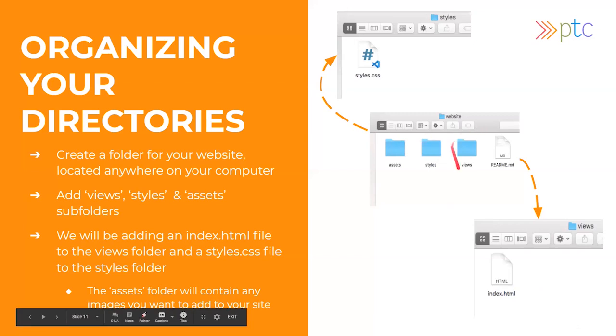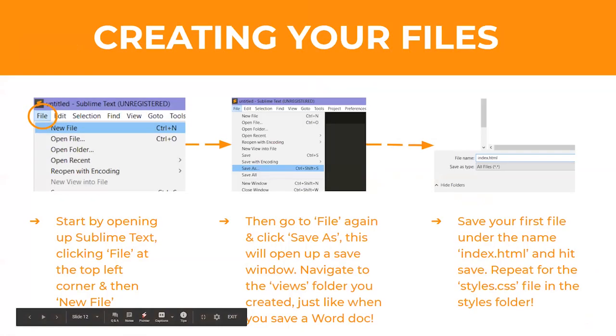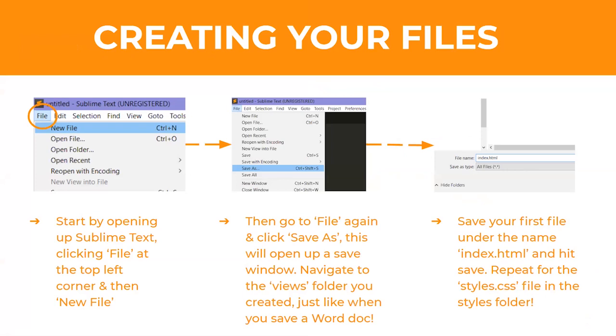One will be called Views, one will be called Styles, and the third will be called Assets. So we'll be storing all of our HTML content in the Views folder and all our CSS content in the Styles folder. And in the Assets folder, we'll have all of our images or other visual content. So you can refer to the screen, and that's basically how you want your folder structure to look. So hopefully you have an idea of how to get those folders set up.